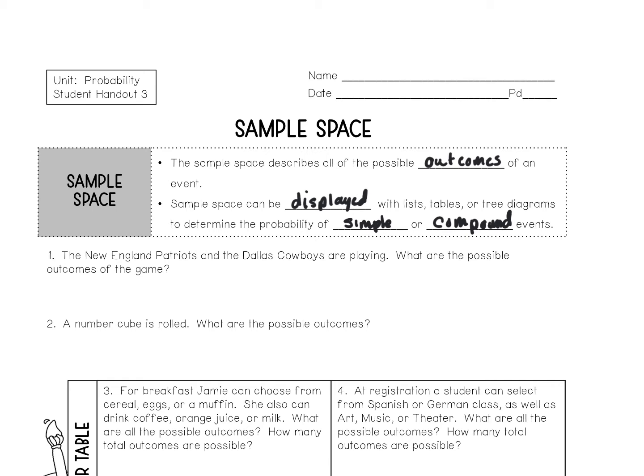So our first two examples are what are referred to as simple events. So it says the New England Patriots and the Dallas Cowboys are playing. What are the possible outcomes of the game? Well, there's one event going on, and it's one game. And even though there's two outcomes, we still call this a simple event because there's only one event going on. So the two outcomes are that the Patriots win or the Cowboys win.